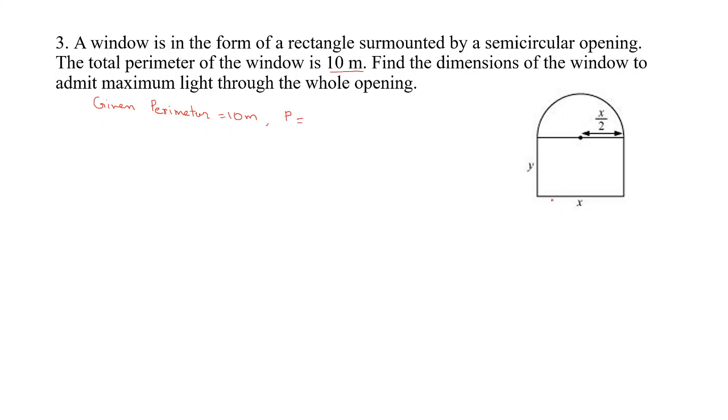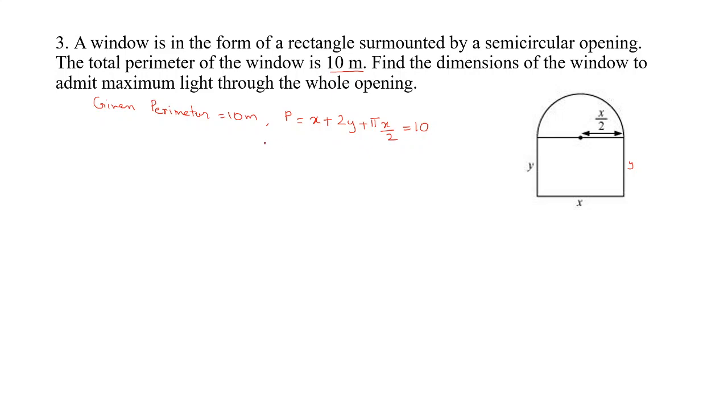So the perimeter means x plus 2y, here also y will be there. So the perimeter of this part is x plus 2y. Then perimeter of the semicircle, that is pi r. So it will become pi, radius is x by 2, and this perimeter is given to be 10. So x plus 2y plus pi x by 2 equal to 10. So this is the perimeter which is given.